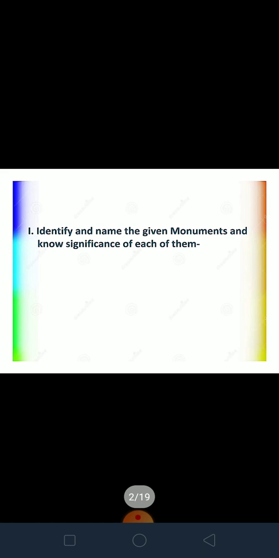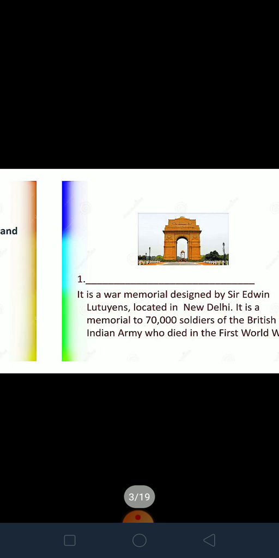The first question in your assignment is to identify and name the given monument and know the significance of each of them. Along with the picture, the significance, the importance of each monument is given. Let's start. First one. All of you can identify it from its picture. It is the Pride of India, India Gate. Its importance is that it's a war memorial designed by Sir Edwin Lutyens located in New Delhi.